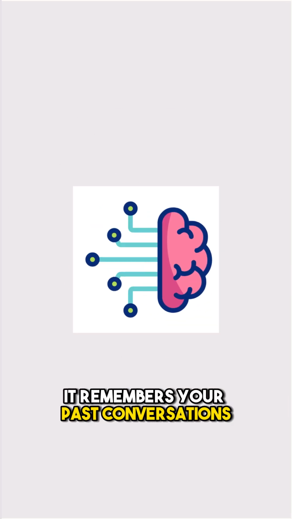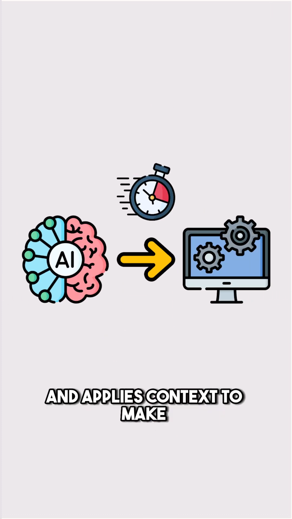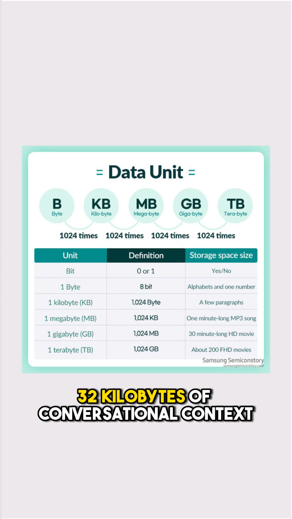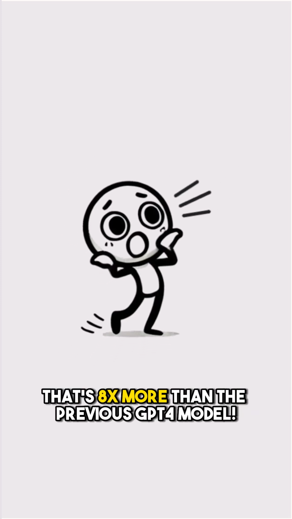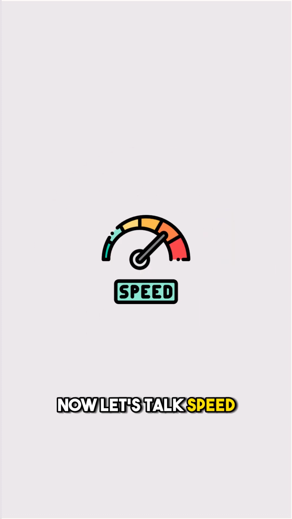It remembers your past conversations, like that time you asked for pizza recipes, and applies context to make interactions seamless, retaining up to 32 kilobytes of conversational context. That's 8 times more than the previous GPT-4 model. It's like having an assistant that actually listens. Crazy, right? Now, let's talk speed.